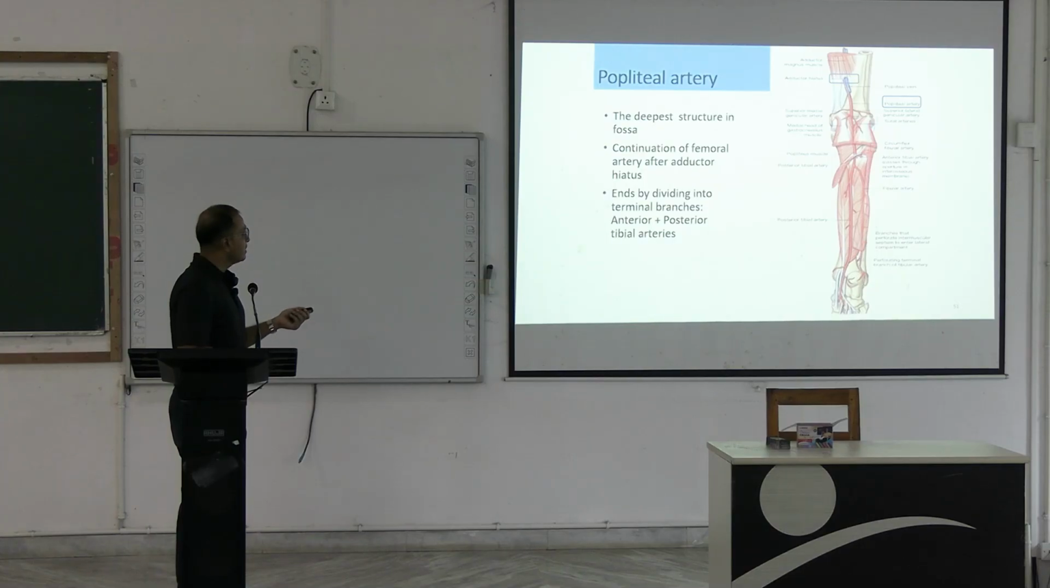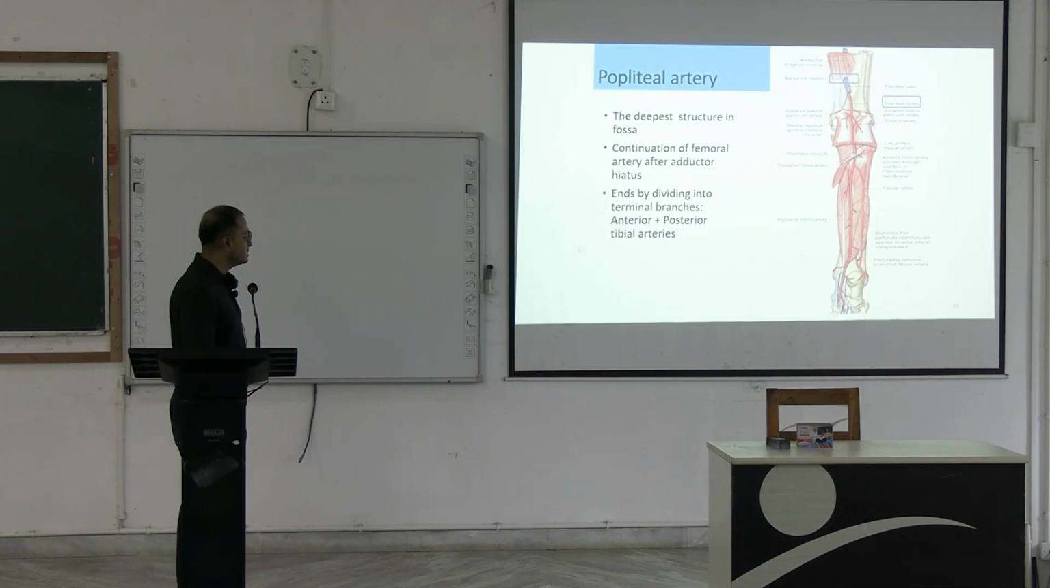The popliteal artery, which is a continuation of the femoral artery, comes to the back side through the opening we call the adductor hiatus, which is at the level of the adductor tubercle or just above the adductor tubercle in the femur. This popliteal artery splits into two terminal branches, the anterior tibial and posterior tibial.